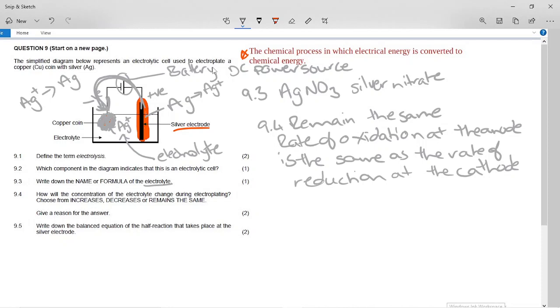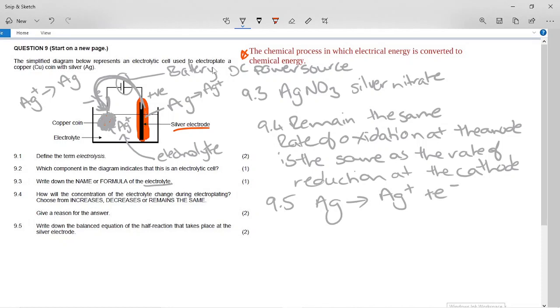So it says to you, write down the balanced equation of the half reaction that takes place at the silver electrode. The silver electrode is the anode. It is being oxidized. Its mass will decrease, and we know it's the anode because it's connected to the positive terminal of the battery. So we write the reaction Ag goes to Ag+ plus an electron.